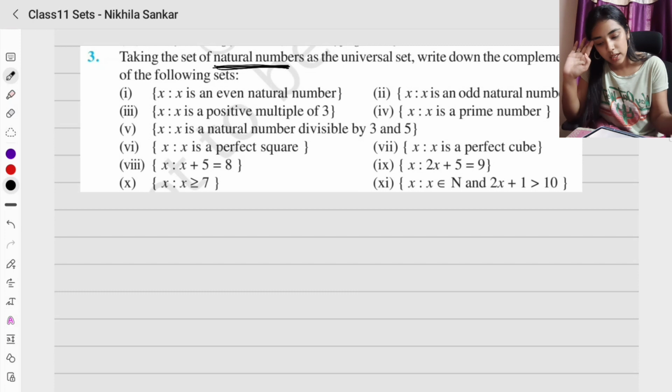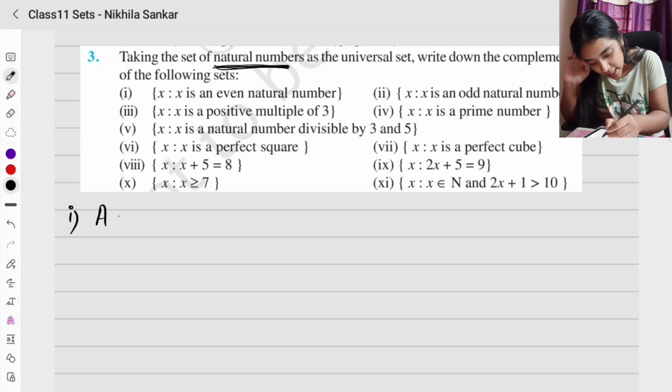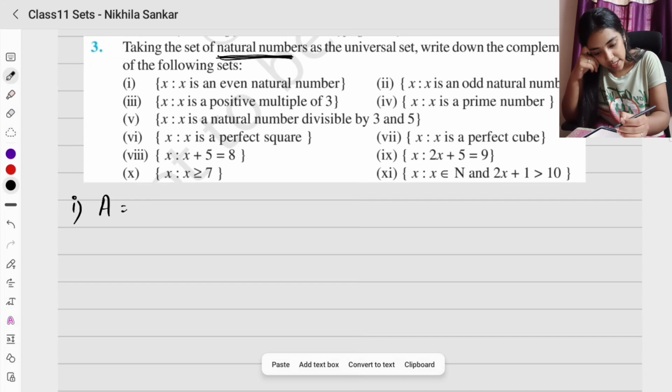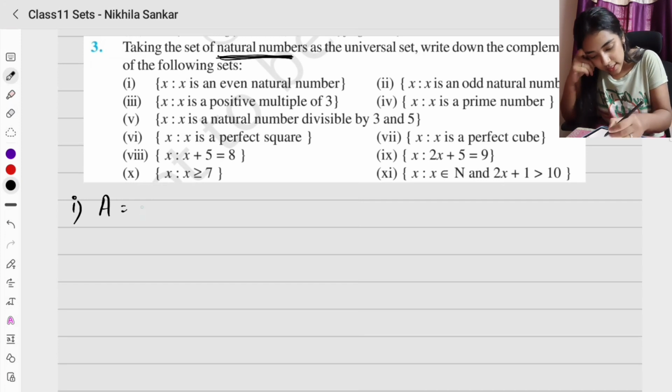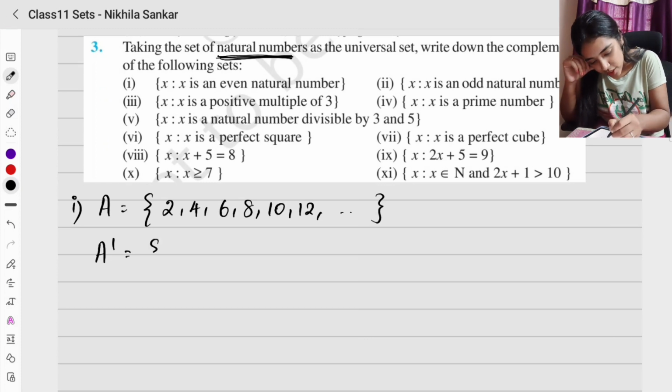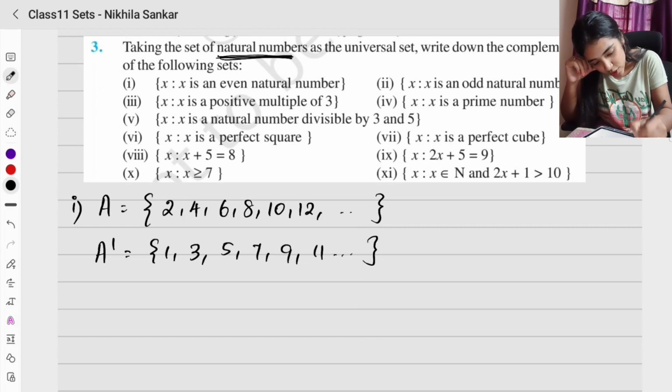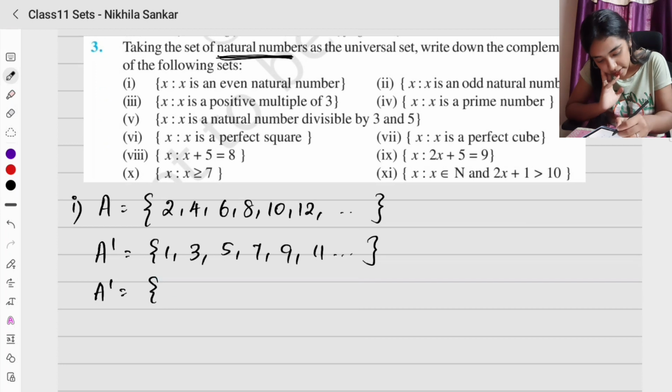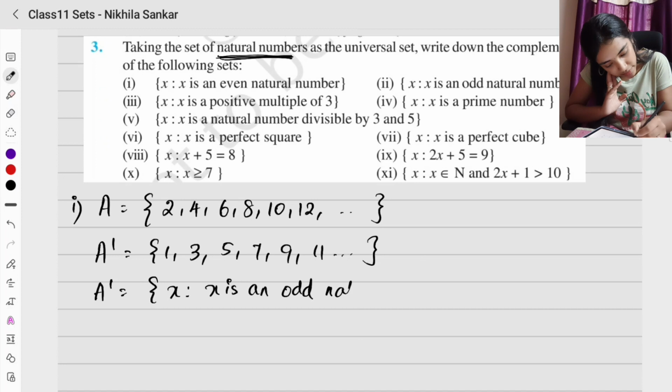Okay. So now, first subsection, I'm going to name the set as A. So I have x is an even natural number. So what is my even natural number? 2, 4, 6, 8, 10, 12 and so on. So my A dash is going to be 1, 3, 5, 7, 9, 11 and so on. How can I write this in the set builder form? I can write it as x such that x is an odd natural number. Correct? Even number's complement is going to be an odd number. So odd natural number.